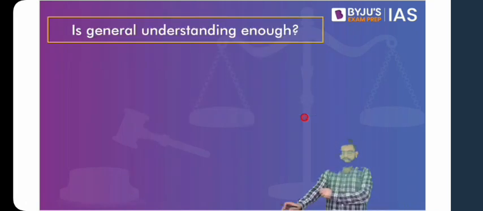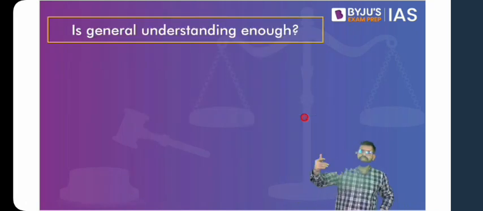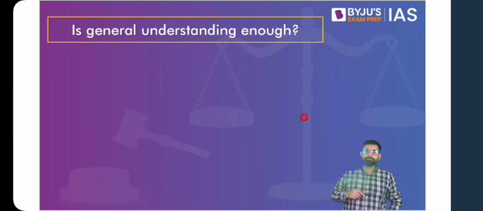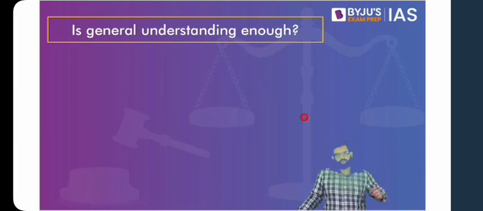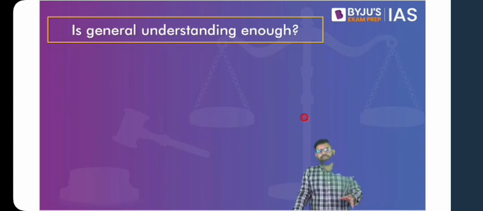Now, if you look at the syllabus, you find salient features of Indian society. Now, we understand a lot about Indian society. The syllabus talks about women. We know a few issues related to women. We know about globalization, poverty. So, is this general understanding that we have enough?